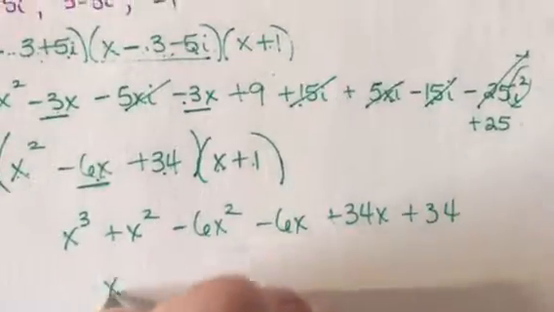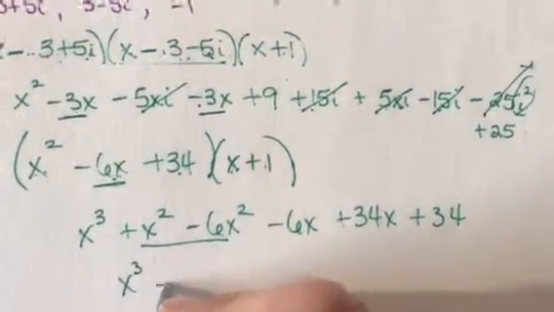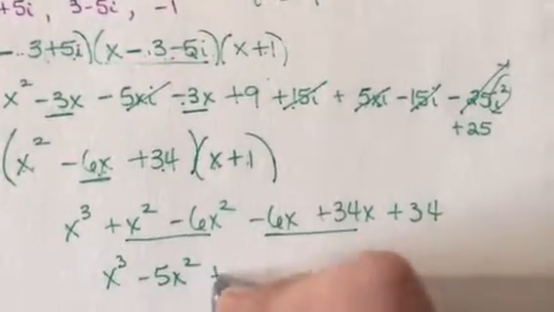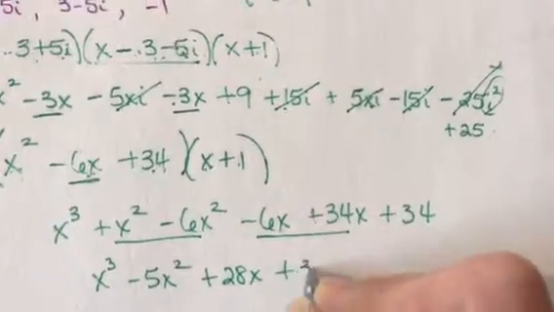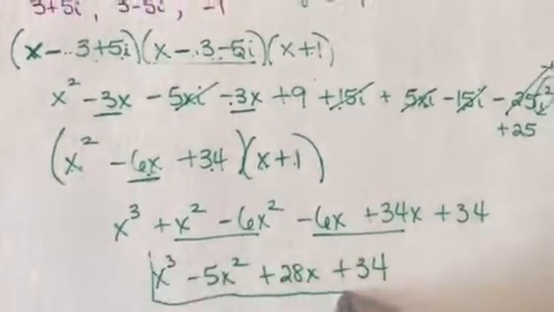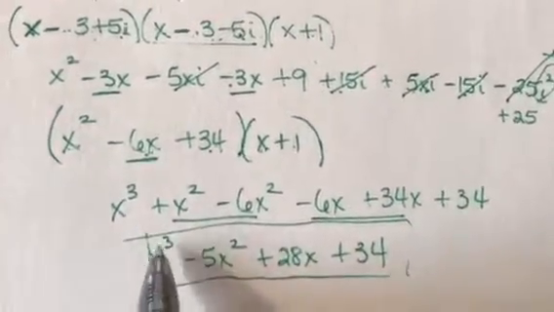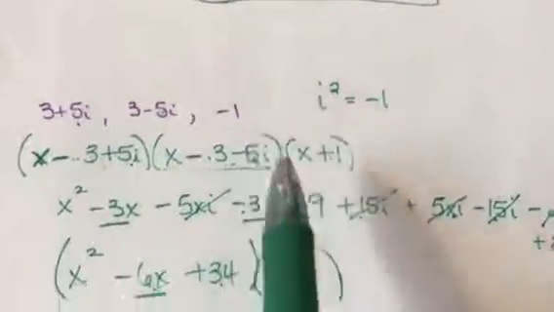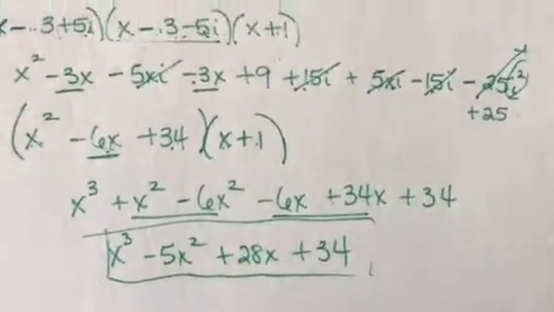So combining like terms, that's going to give me what? Negative 5x squared. That's going to give me what? 28x plus 34. So this is your polynomial. It has a degree 3, and it has these 3 zeros. Notice 1, 2, 3 zeros to the third power. And there you go.